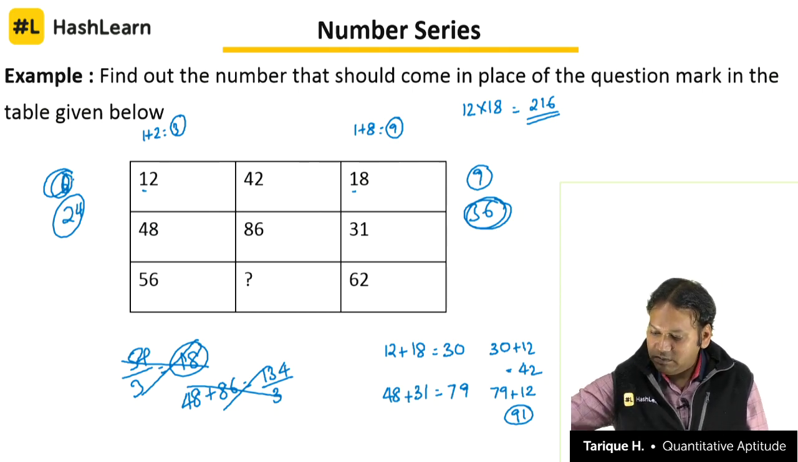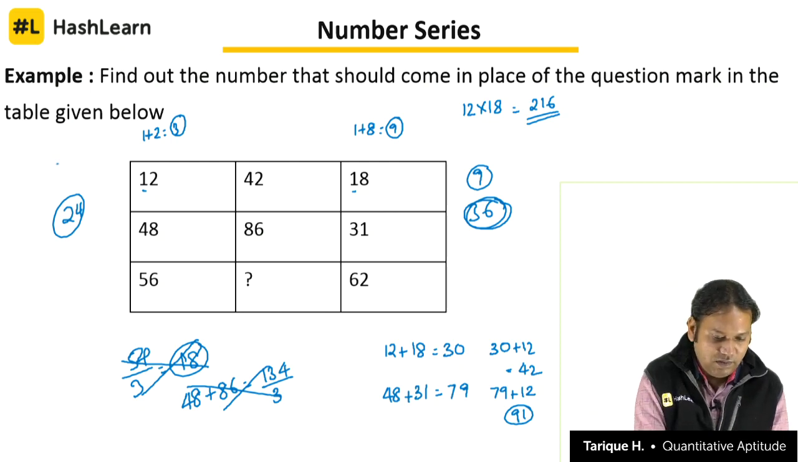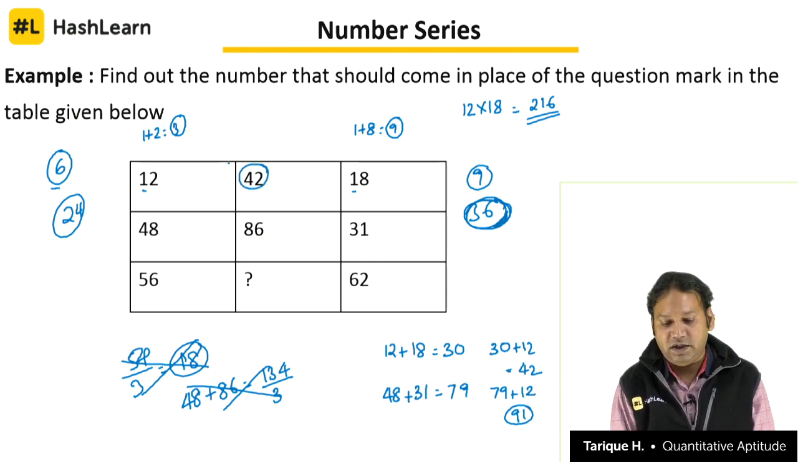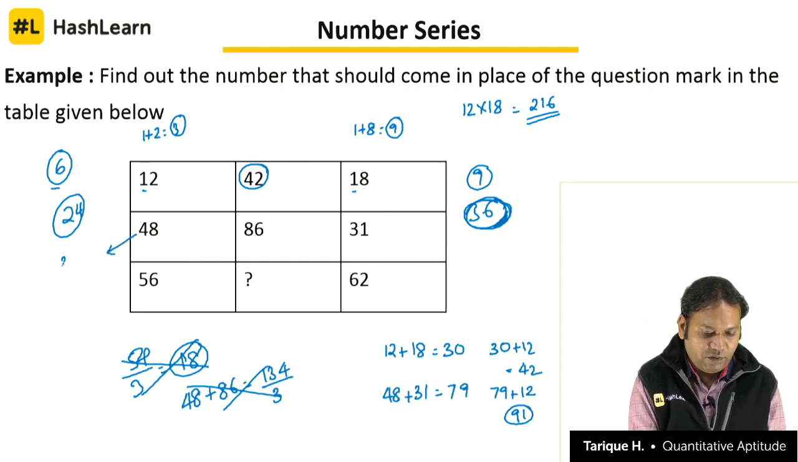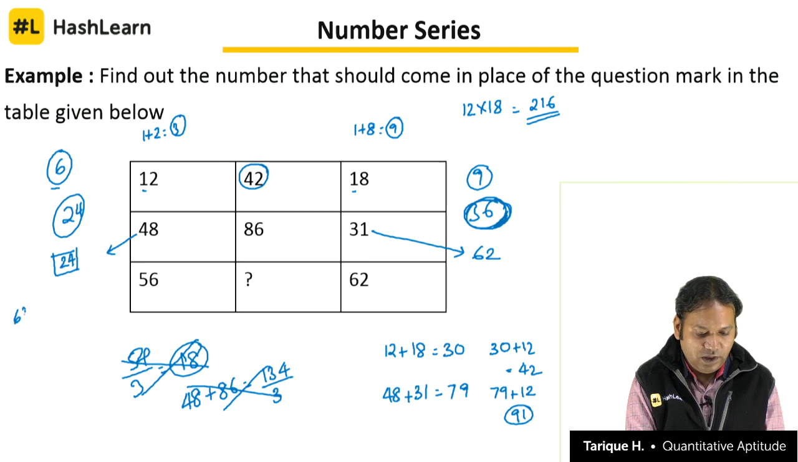Just let me make this a little bit more clear to you. Okay, so half of 12 is 6, and double of 18 is 36, and 36 plus 6 is 42. Yes, so that is one of the logic that definitely applies. So can we also try with 48? What is half of 48? 24. What is double of 31? 62. And 62 plus 24, does it give us 86? Yes. So yes, that is the final logic.